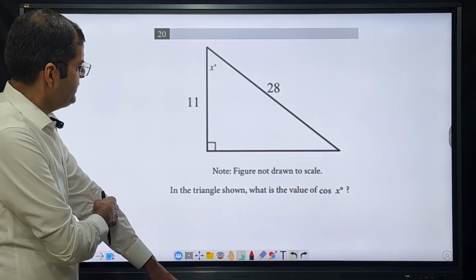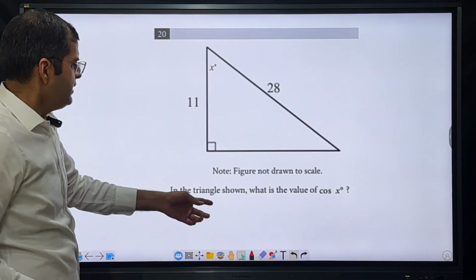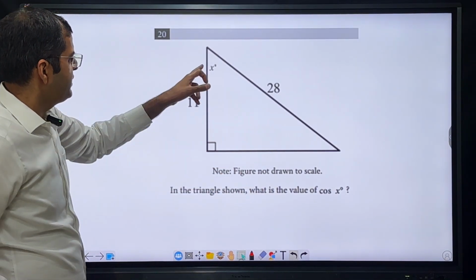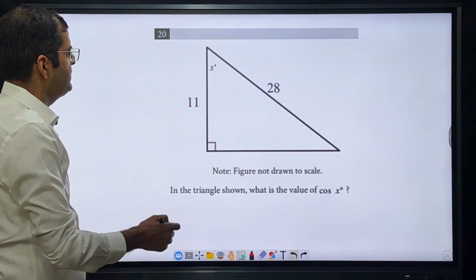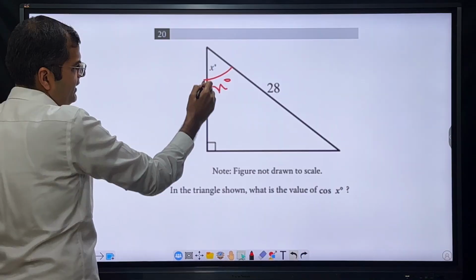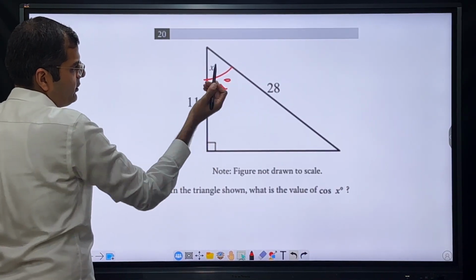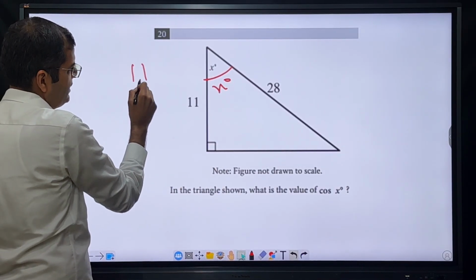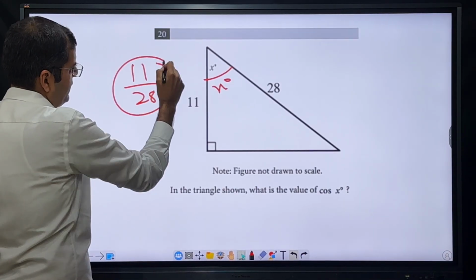Now this question says figure is not drawn to scale. In the triangle, what is the value of cos x degree? Cos x degree is 11 by 28. Straight away, this is x degree. Cos of x degree is, base is 11 here, this is 90 degree, and hypotenuse is 28. So cos x is 11 upon 28. That is the right answer.